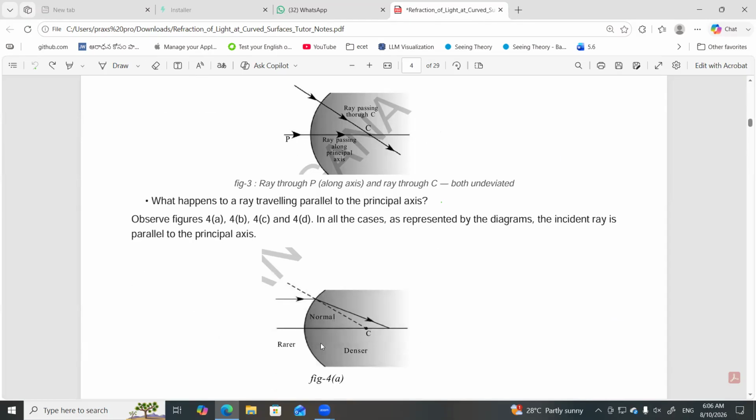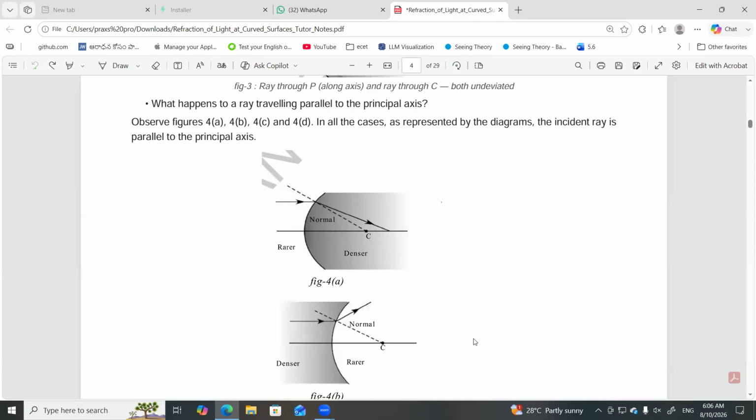Now, the second one. Just now I said, when a light ray is parallel to the principal axis, what happens? It bends towards the normal. So two rules we have seen. You can read here also. The light ray passing along the principal axis as well as towards the center of curvature, these both rays are undeviated. But when a light ray is parallel to the principal axis, it bends towards the normal.